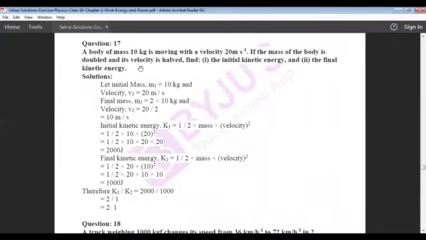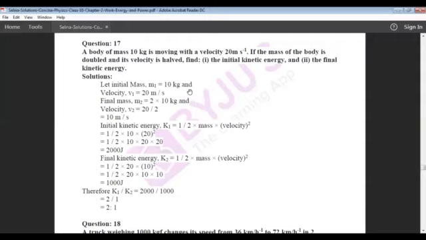If the mass of the body is doubled and its velocity is half, find the initial kinetic energy and the final kinetic energy. So the initial mass of the body is 10 kg and velocity is 20 meter per second. And the final mass, the mass of the body is double. It means the final mass will be 2 into 10 kg, that will be 20 kg. And velocity will be half, that is 20 divided by 2, which is 10 meter per second.